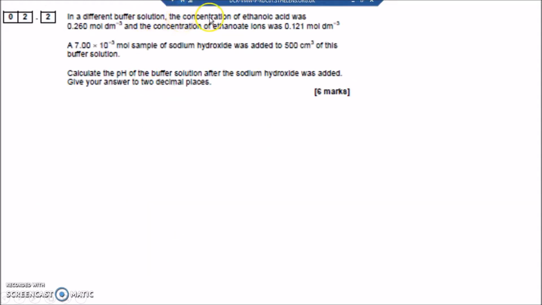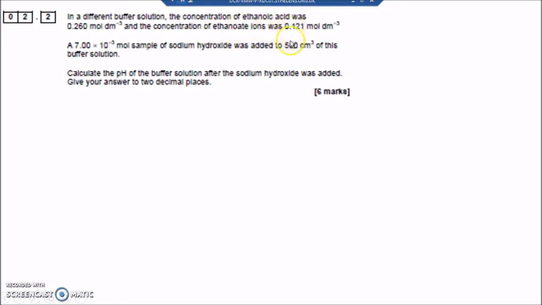In a different buffer solution, the concentration of ethanoic acid was 0.25 mole dm to the minus 3, and the concentration of ethanoate ions was 0.121. Some sodium hydroxide was added to 500 centimetre cubed of this buffer solution. So I've got the volume, and I've got the concentration of ethanoic acid, and I've got the concentration of ethanoate ions.